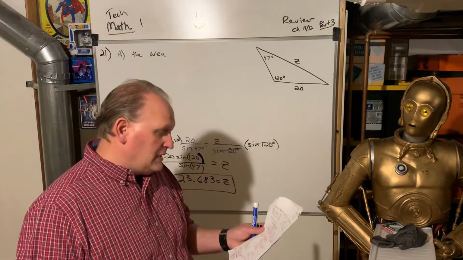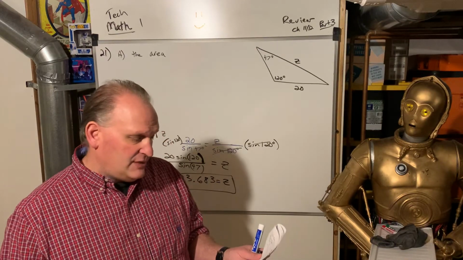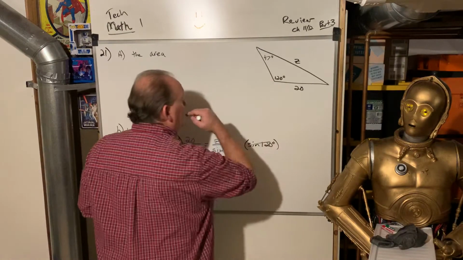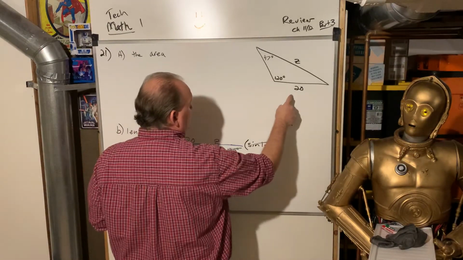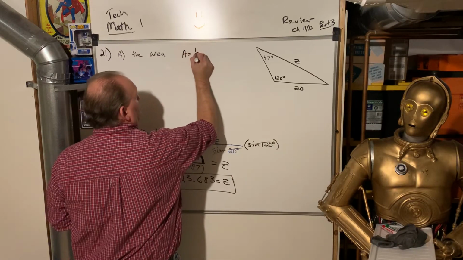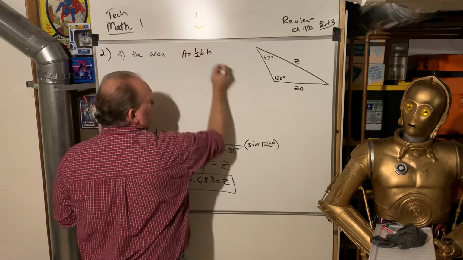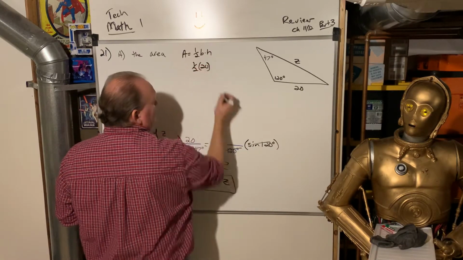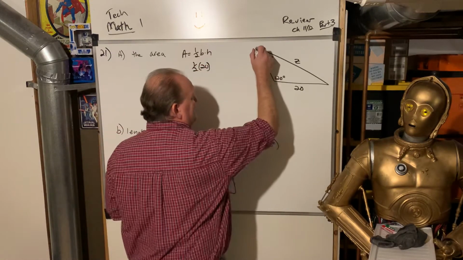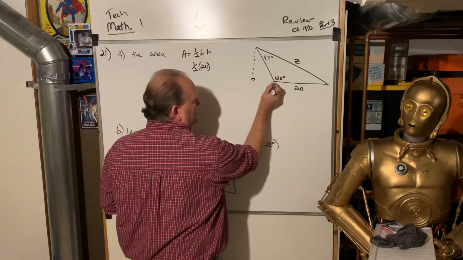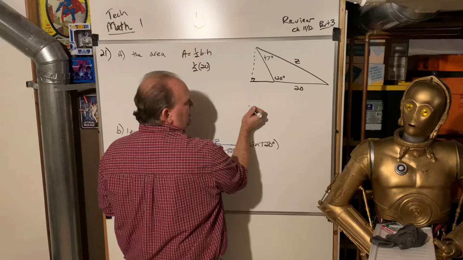All right, so we used the law of sines and we found the missing side. Great. Here's the problem. To find the area of this, I need 1/2 base times height. And they gave me the base as 20, so I already have that part. But I need the height. To find the height, that's from a 90-degree angle to there. Well, I don't have that.